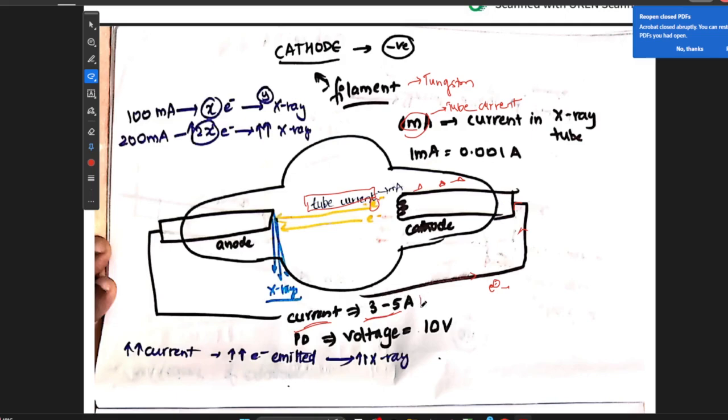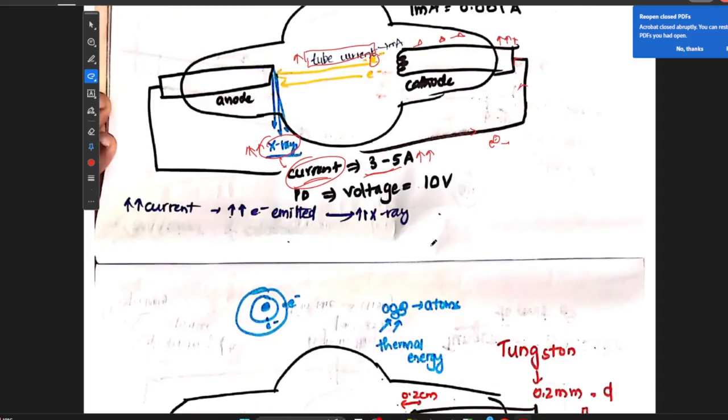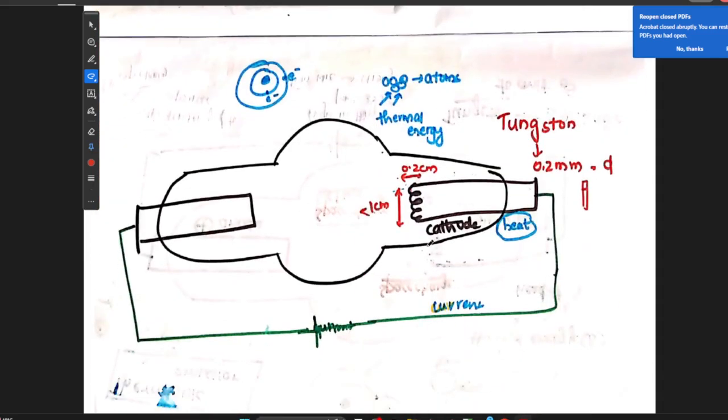When we increase the current here, the cathode is heated more, so more electrons are generated. That means there is increased tube current, which means more X-rays are produced. So the amount of X-rays and the energy of X-rays produced is directly dependent upon the current which we give to the cathode. We are heating the cathode. When the electric current is applied, the cathode is heated.